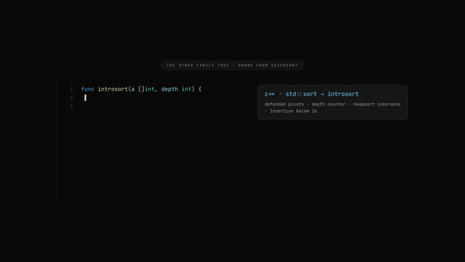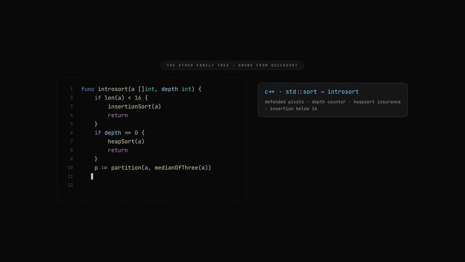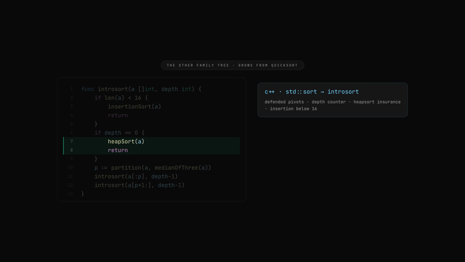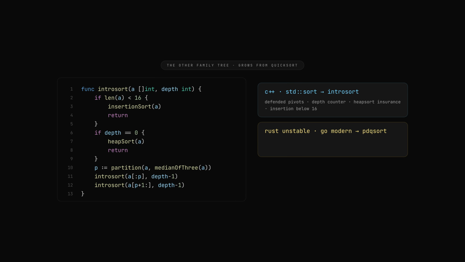The other family tree grows from Quicksort. C++'s standard sort is Musser's introsort. Defended pivots, the depth counter, heapsort insurance, and insertion sort below 16 elements. Rust's unstable sort and Go's modern sort ship descendants of pattern-defeating Quicksort, an introsort that also detects patterns.